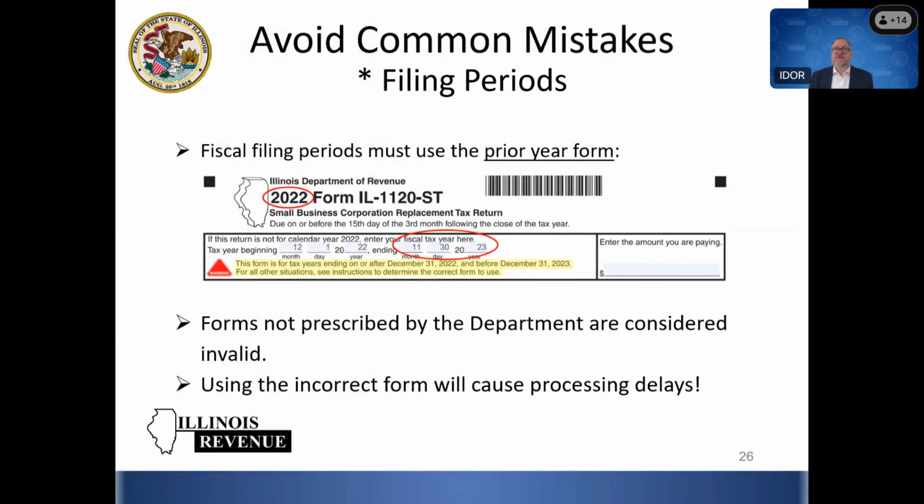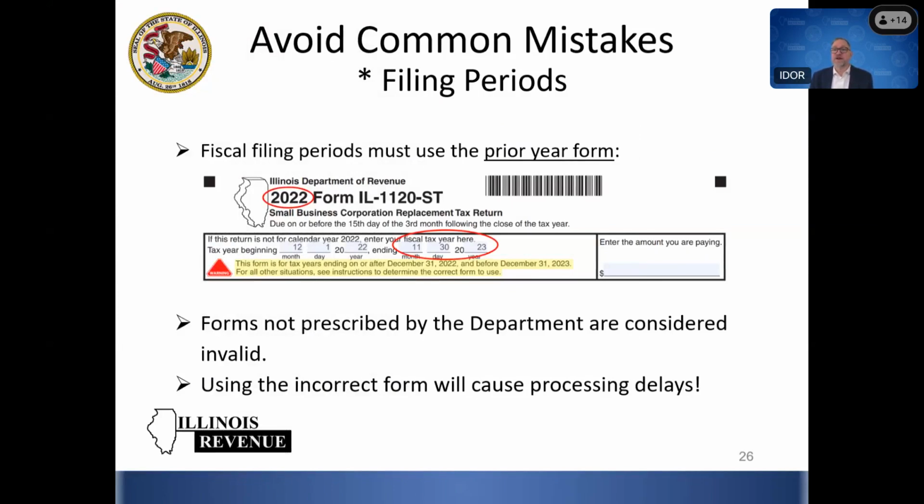I'd now like to share some common mistakes which have been made by business income tax filers in the past. By avoiding these mistakes, you will also avoid delays in processing your return. First, we often see returns filed on the incorrect form for the filing period. This is especially true for taxpayers filing a fiscal tax year.